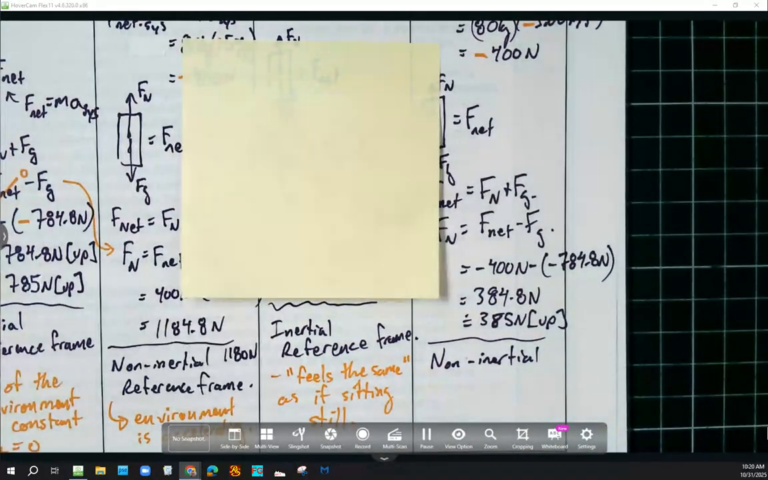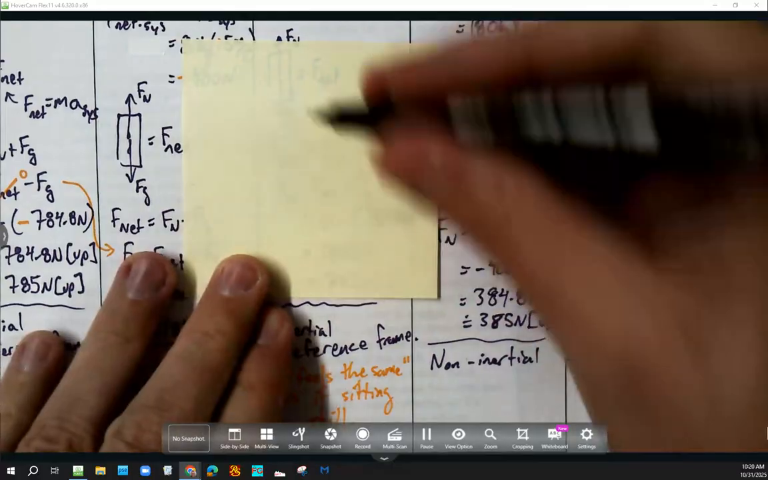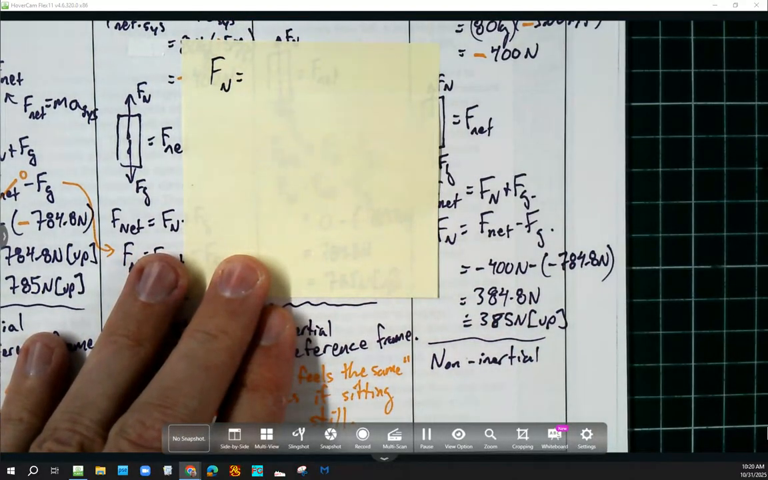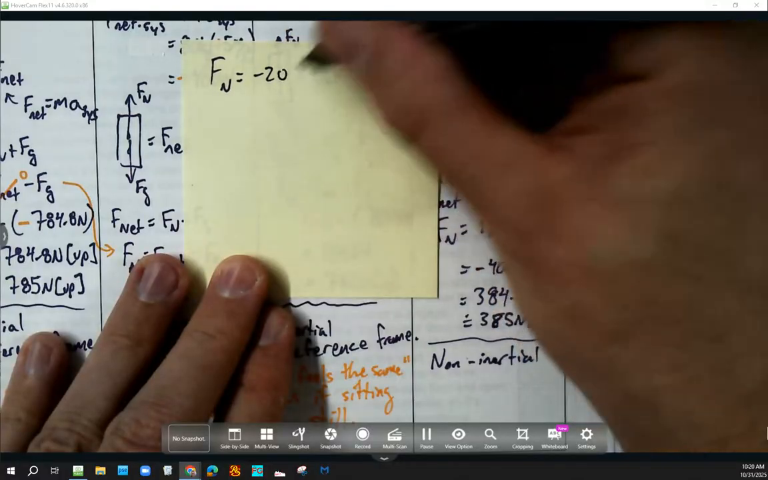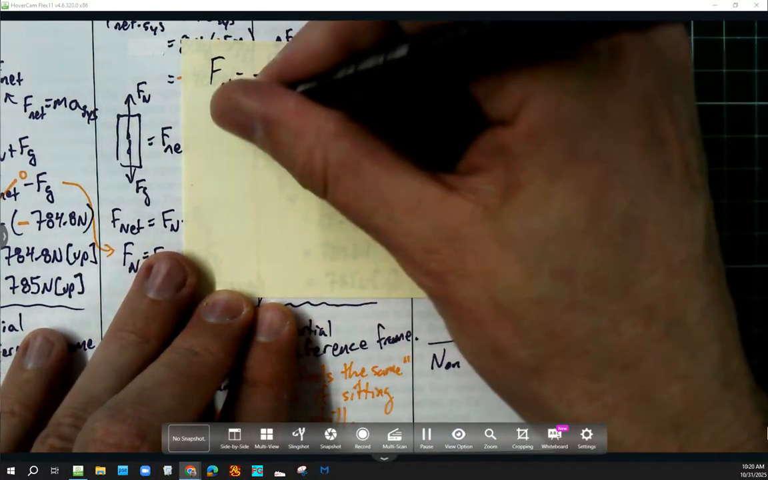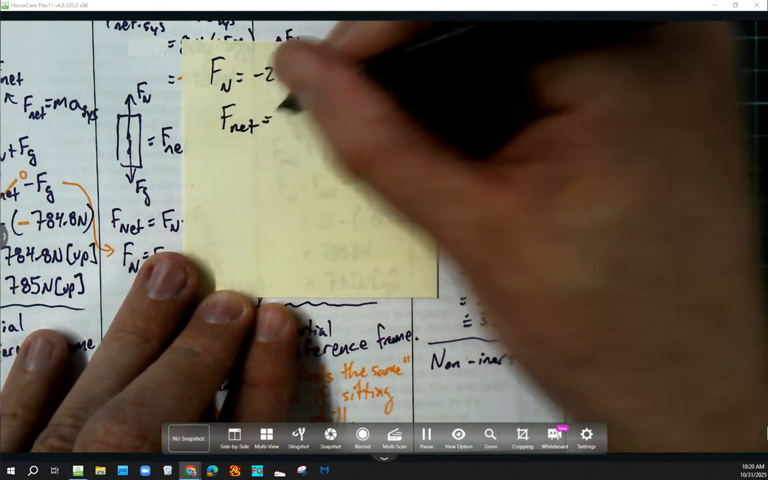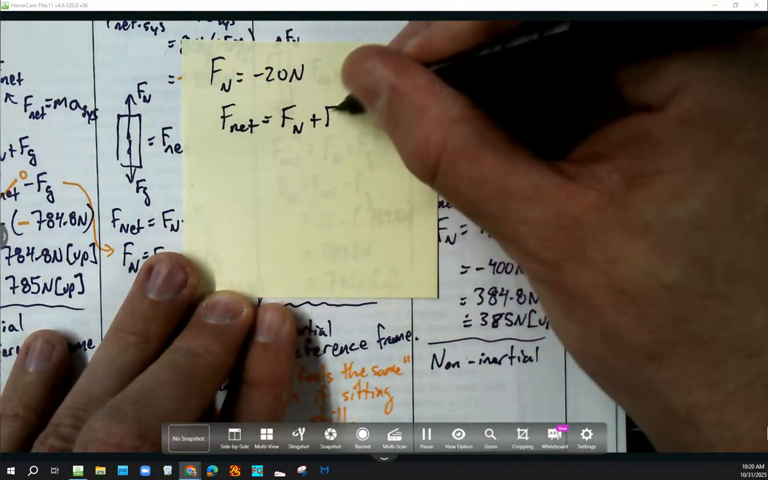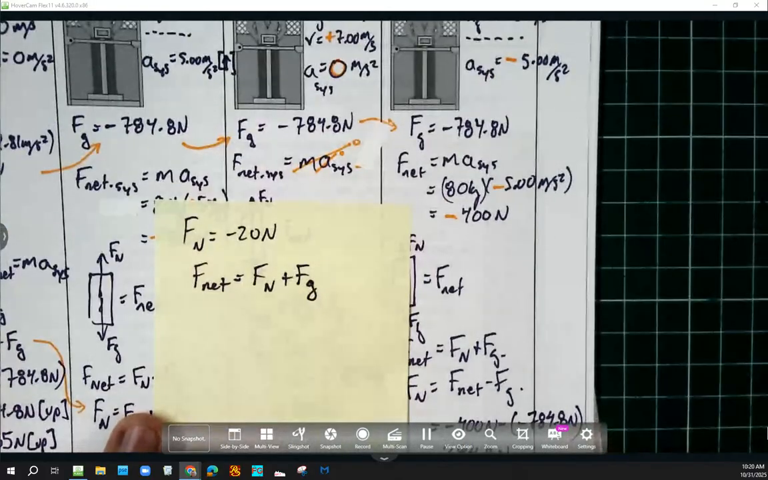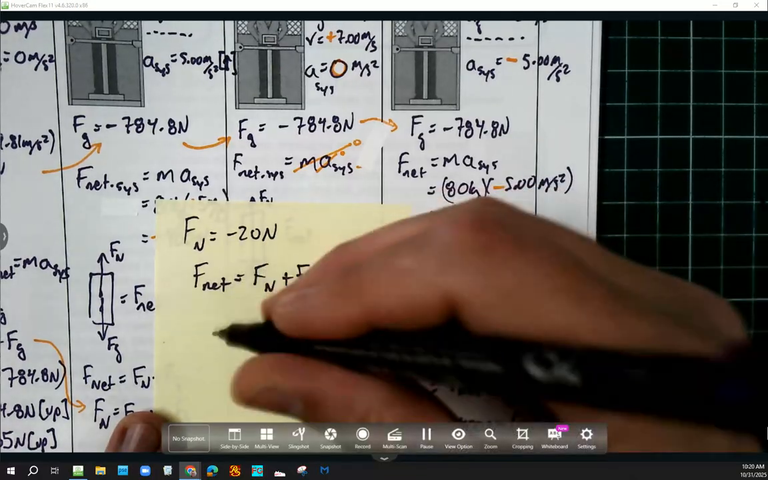I want to play a quick game on this one. Let's just say that the normal force was negative 20. Negative normal force. What does that mean? Well, the F net is still equal to F normal plus Fg. And based on our calculations, at least for this fellow, Fg was negative 784.8. So let's just see what that means.